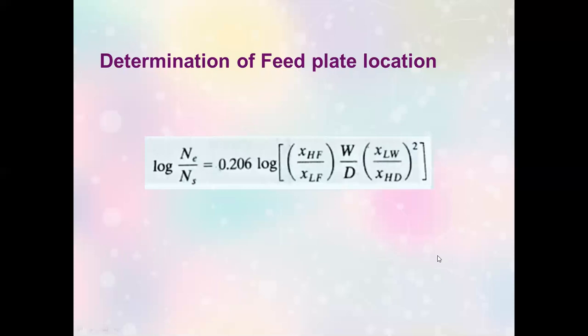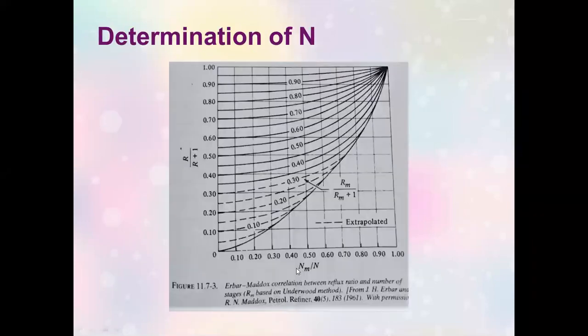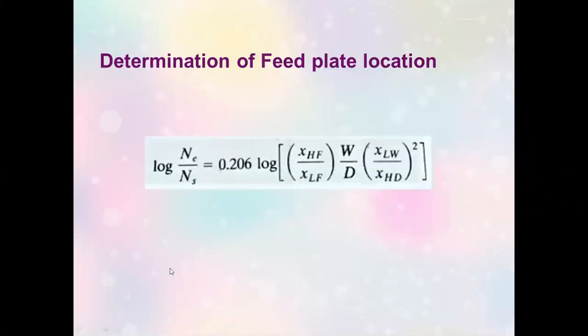In your case, of course, you will simply count because you have done it already graphically. But in the case of the board exam, what if you will be asked, what is the number of stages in the enriching section and the stripping section? All you know is that you have the total number of stages already using this one. Okay? Now, how will you then determine the number of stages in the upper section and in the lower section?